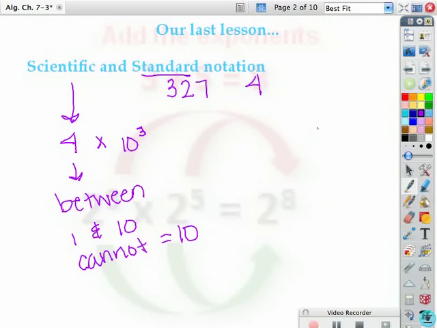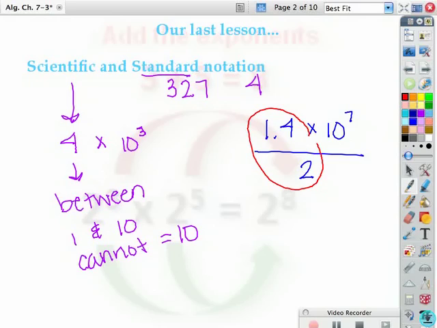Another thing that we talked about was how to multiply a number or divide a number when it's already in scientific notation. For example, if we took the number 1.4 times 10 to the 7th and we wanted to divide that by 2, you only need to pay attention to this number before, right here. So you would take 1.4, divide it by 2, which would give you 0.7. You keep times 10 to the 7th.